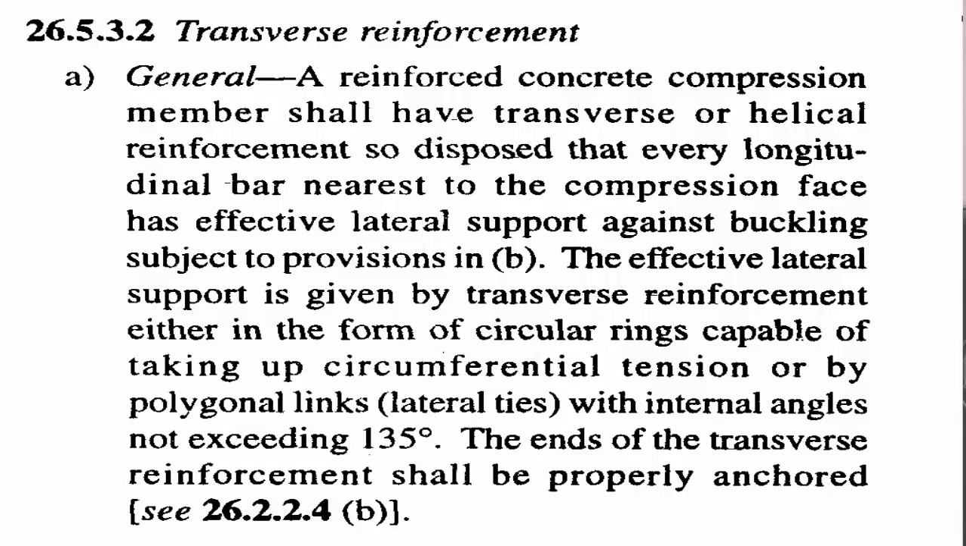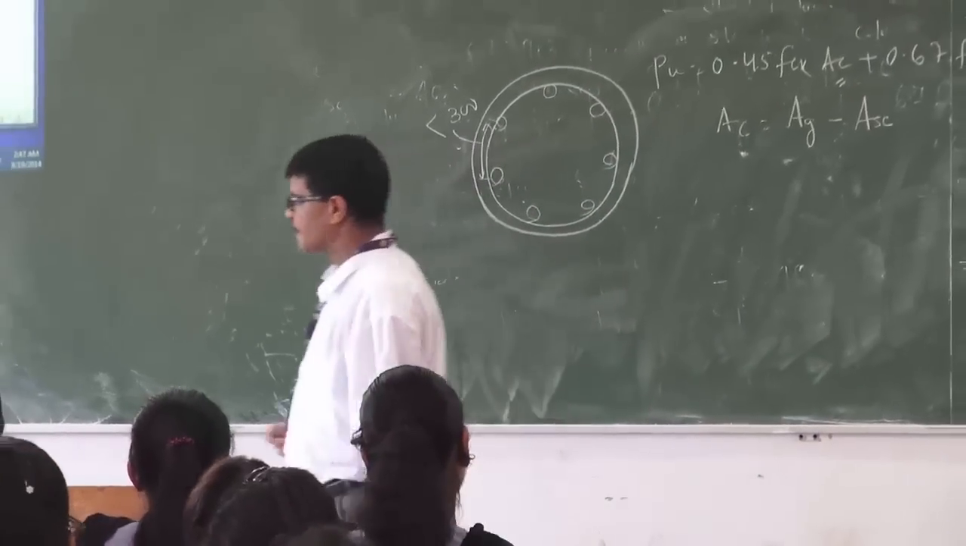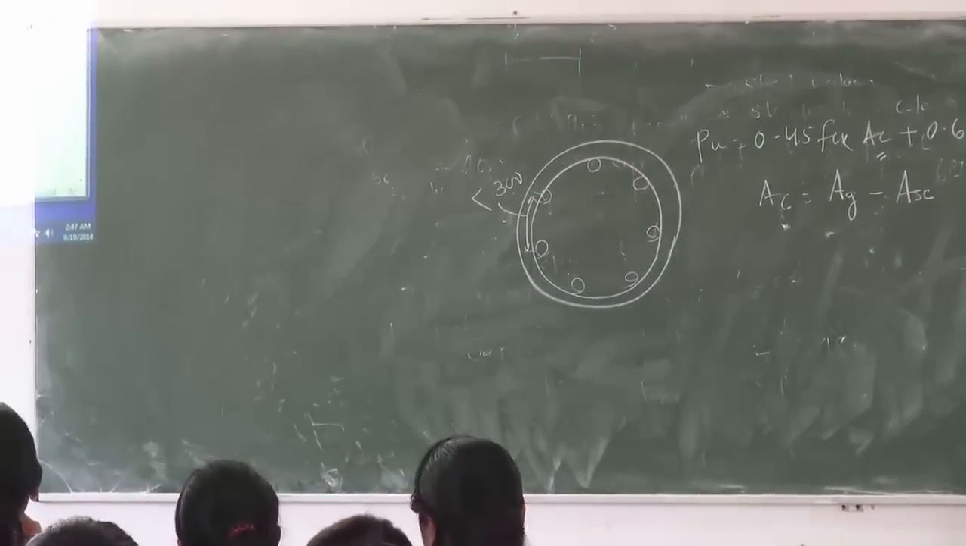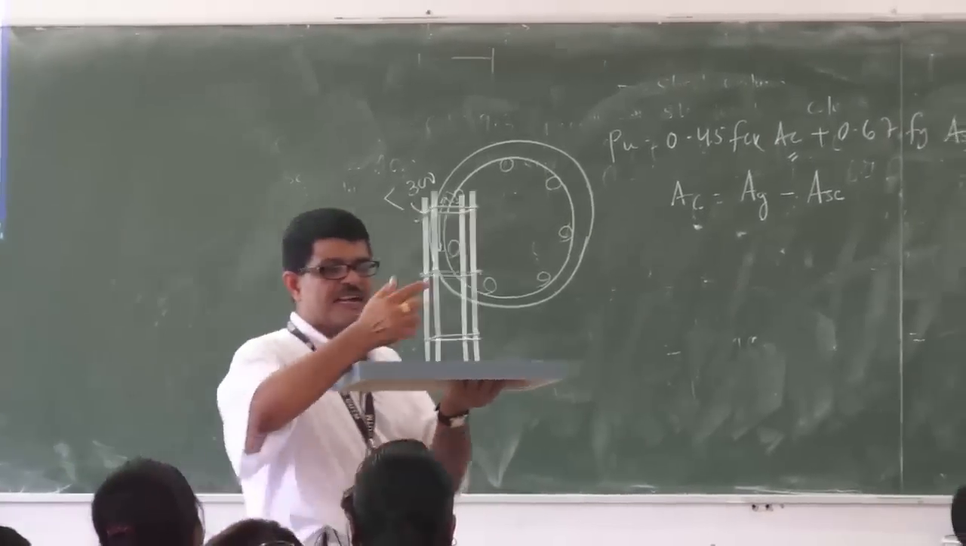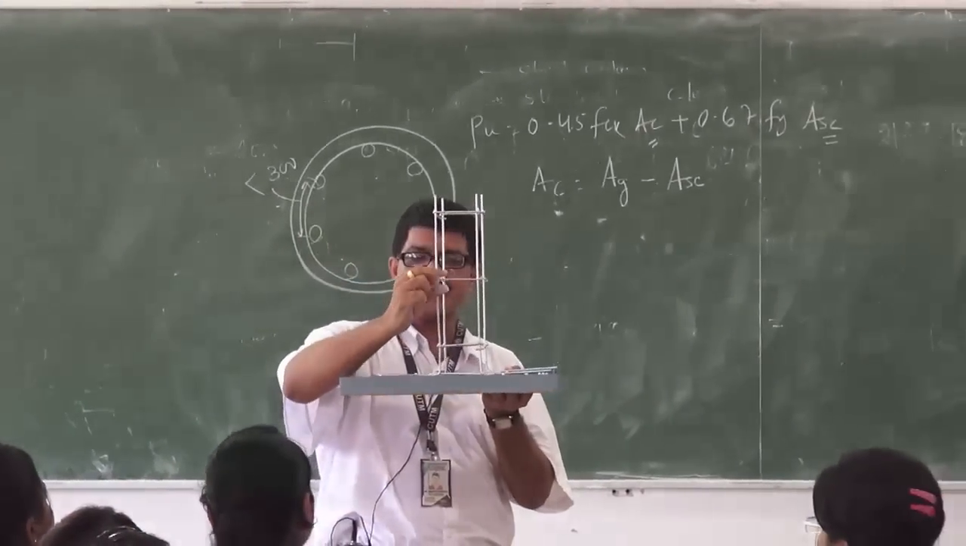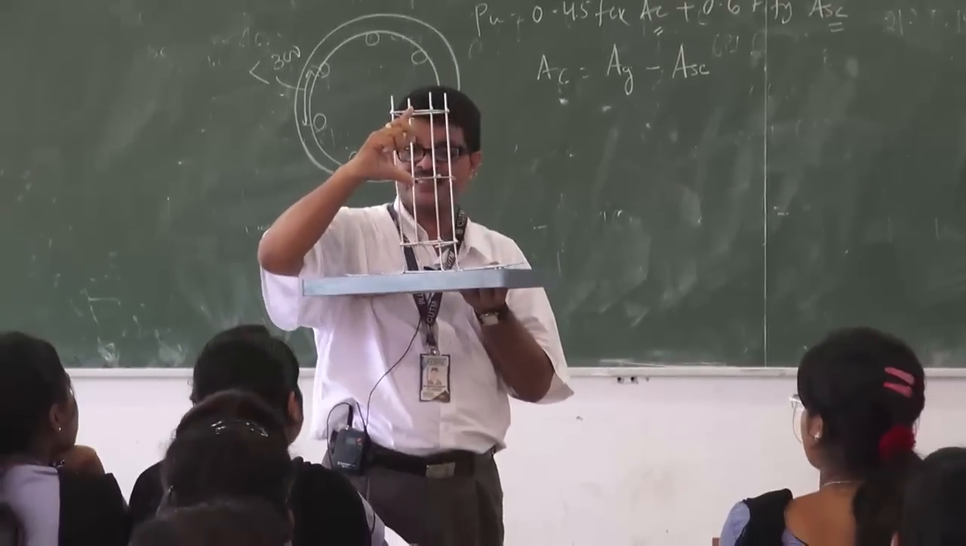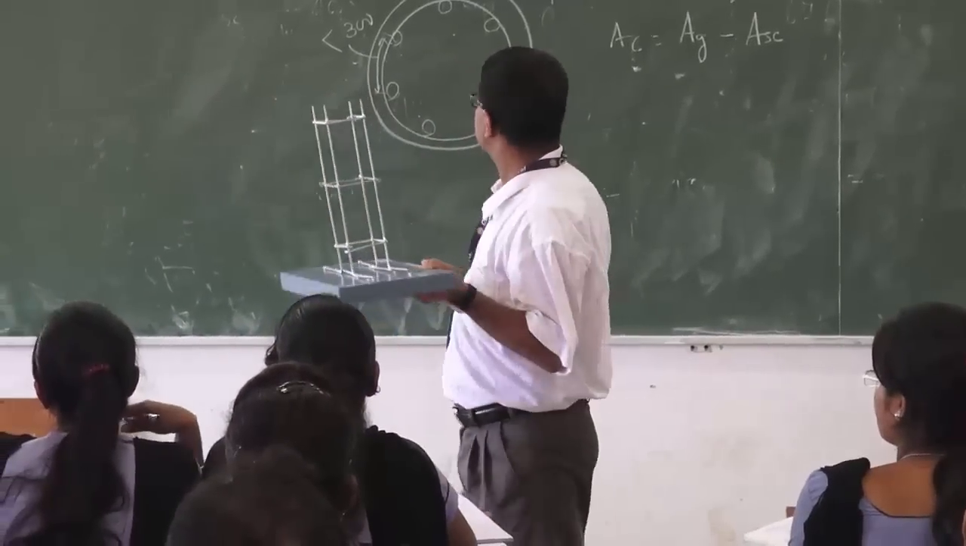Next comes transverse reinforcement. How to provide the transverse reinforcement? Lateral ties. The code is given. When you provide the ties here, what are the 2 things? These are the lateral ties. It has a diameter and this is the spacing. That is called the pitch.